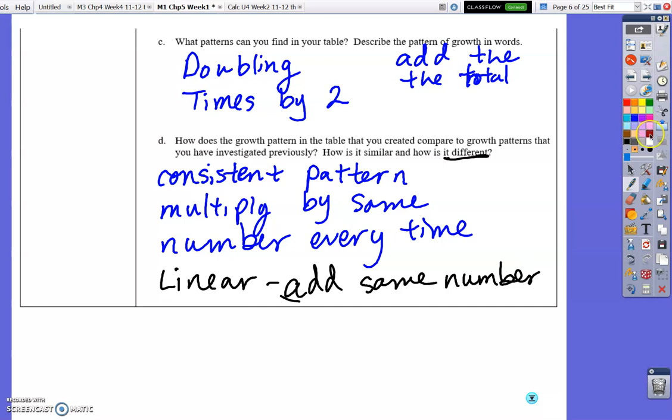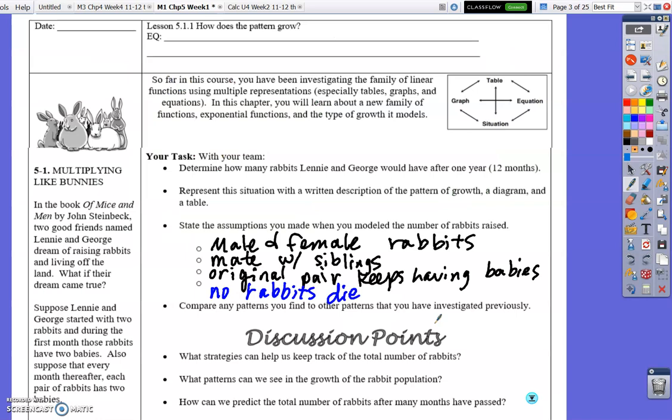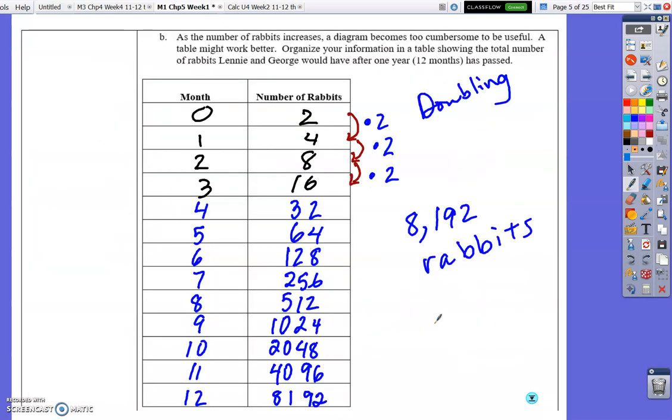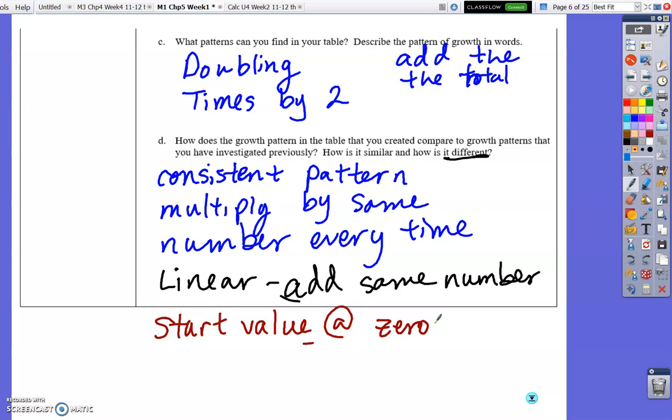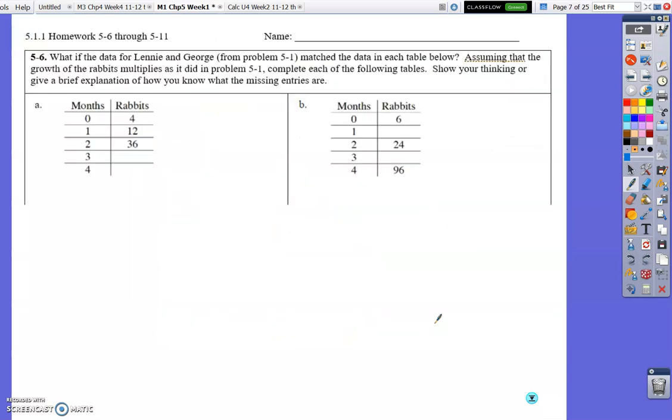So let's write that one down. Which, by the way, if we were to graph this, that would be the y-intercept. I think that's pretty good for now.